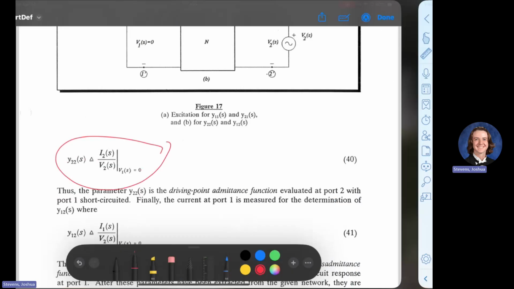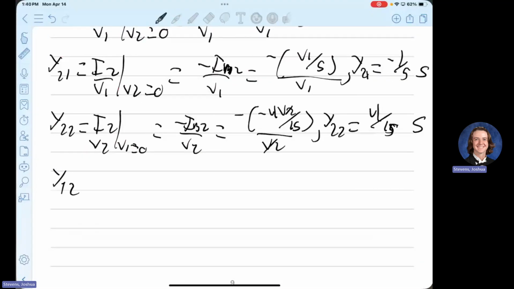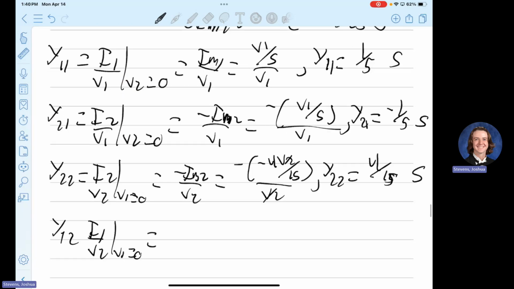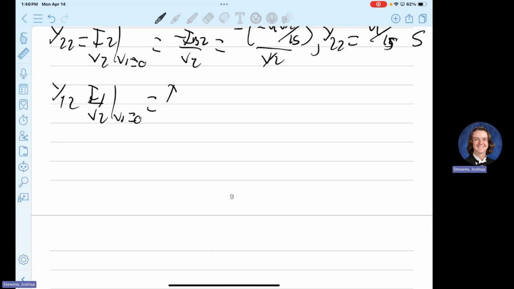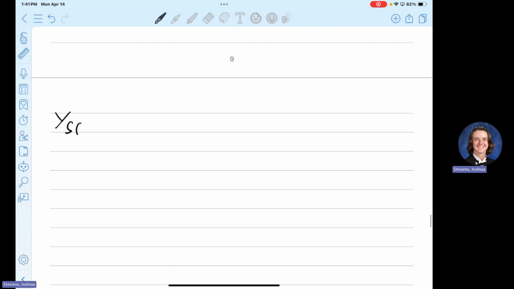And then last but not least, Y12 based on this equation here. So I1 over V2 when V1 is equal to 0. So that then becomes, I go back to this matrix here, IM1 over V2, which equals V2 over 15 over V2, right? Yeah. So that means Y12 equals 1/15 Siemens.